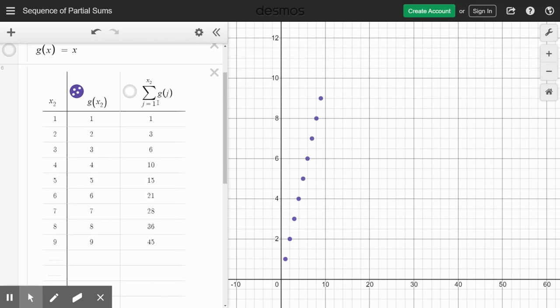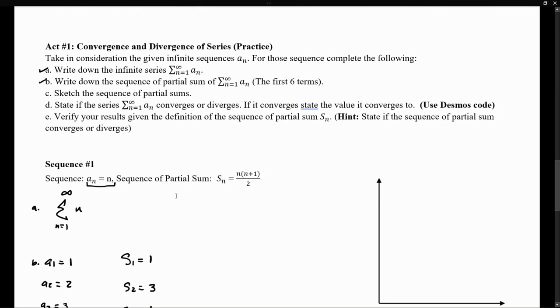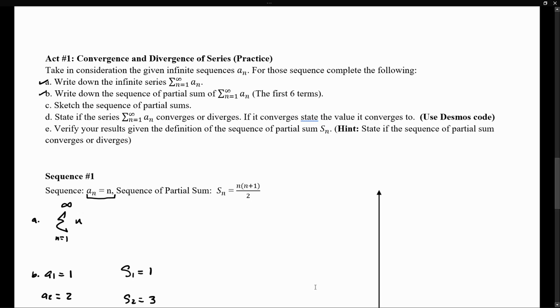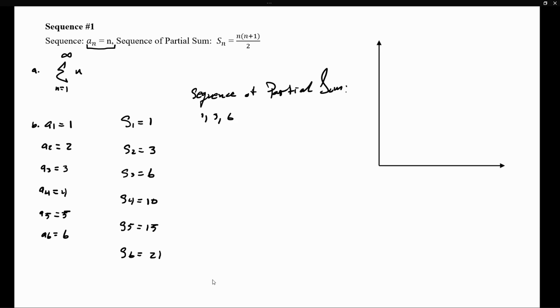And if we take a look at the actual partial sums, the first partial sum is 1, then the second is 3, then the third is 6. Notice that it just agrees with what we found out by hand. So here it is. Now that we got that, the sequence of partial sums is going to look like 1, followed by 3, then 6, then 10, then 15, and then 21. And there are too many after that.